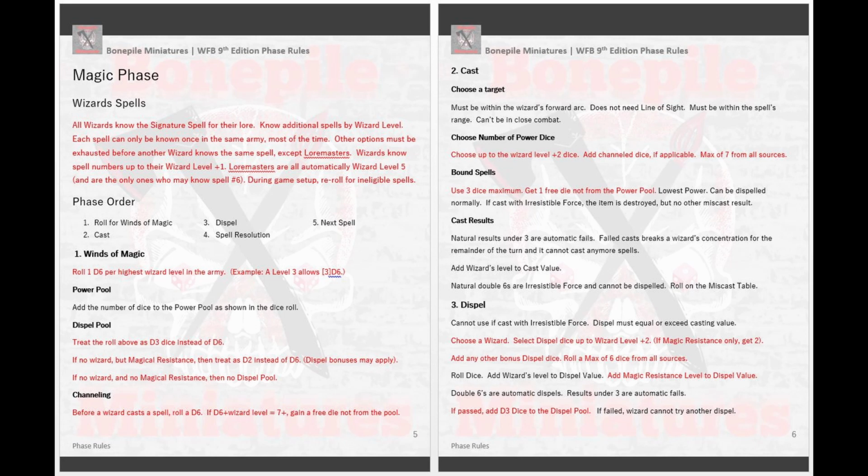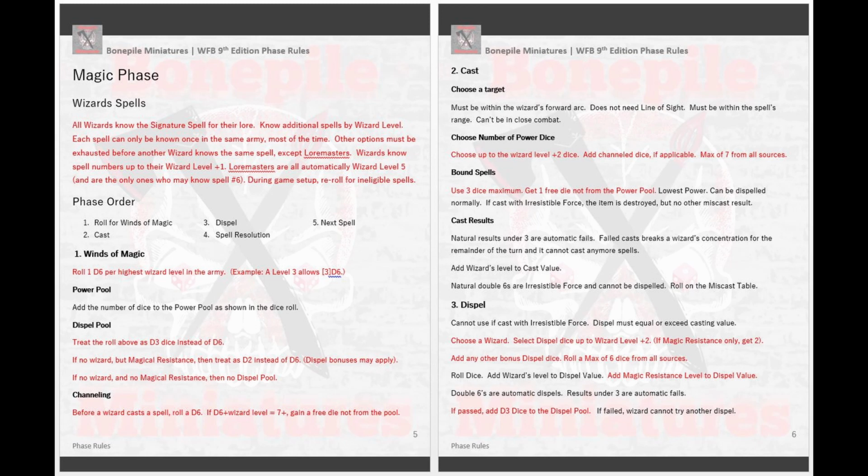A level 4 wizard will know the signature spell plus 4 more spells from spell 1 through 5. And then a lore master, which is wizard level 5, which is something new, but I think it makes a lot of sense. A lore master would be wizard level 5, and then would know the signature spell plus 5 more spells from number 1 through 6. Now you could play that lore masters know all spells from their lore, and I have no problem with anyone playing that way. And that's pretty much what the lore master special rule says. So that's how most people would probably play that.